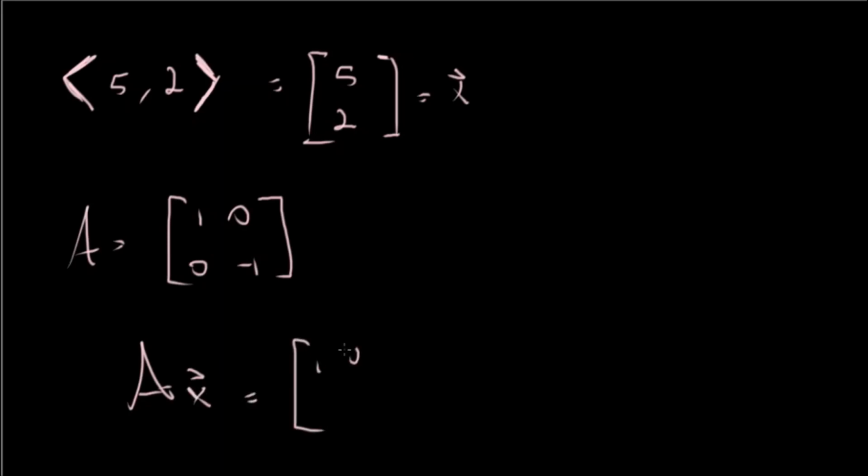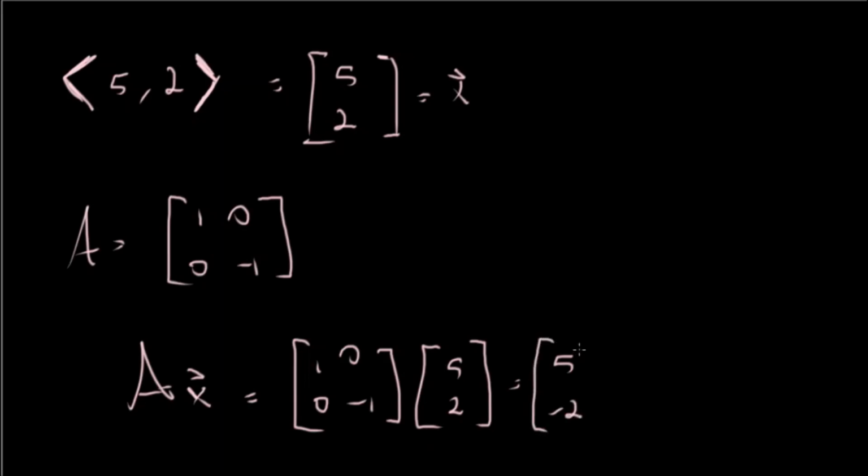Okay, so we have 1, 0, 0, -1 times 5, 2. And what does this do? So 1 times 5 plus 0 times 2, that's 5. And then 0 times 5, 0, minus 2. So what this matrix does is it takes in a 2 by 1 matrix or a vector and spits out a different 2 by 1 vector. So this matrix A has a functional property that it takes in 2 by 1 matrices and spits out 2 by 1 matrices. And that second vector is different now.